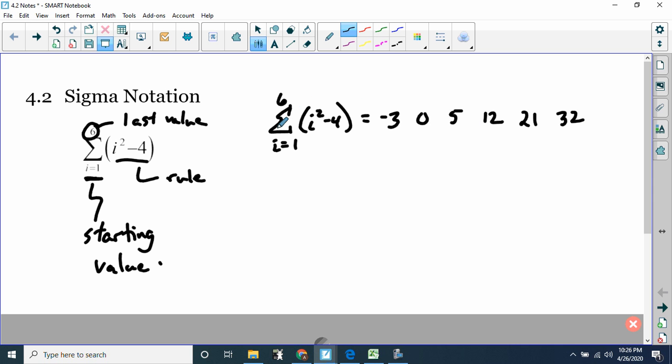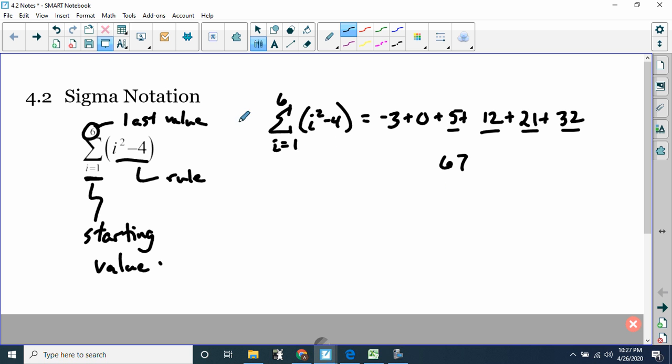And then sigma, the giant sigma, tells us to sum it, to add it up. So we add those values up. And we get 53, 58, 70, 67.